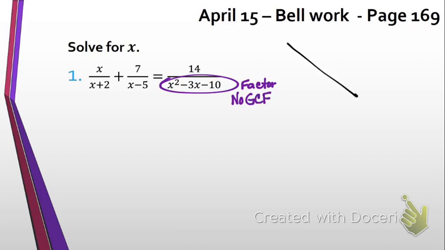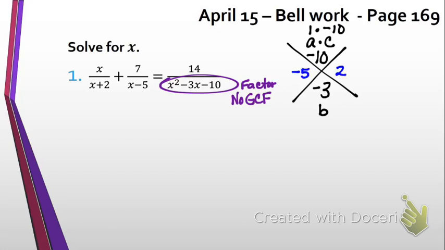Can use the shortcut because x squared is 1. A times c, 1 times negative 10. So I need two numbers that multiply to negative 10, but that add to negative 3. Back to 5 and 2.